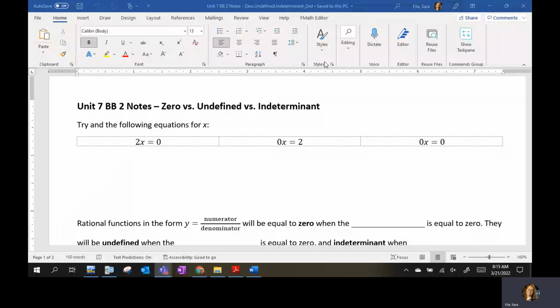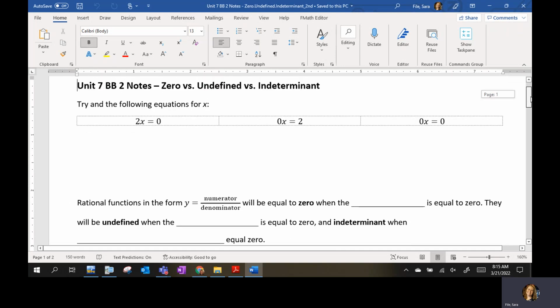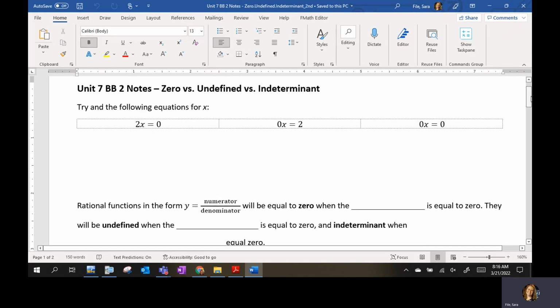All right, so this is Unit 7, Building Block 2. And again, what's in this notes packet that I just handed out is going to be on our next test. It's going to cover Building Blocks 2 and 3, so don't lose that notes packet. All right, so we're starting off with talking about some terms that look familiar and a term that probably won't look familiar. Zeros, undefined, and indeterminates. I think indeterminate may be a new term for you, but you should recognize zero and undefined.